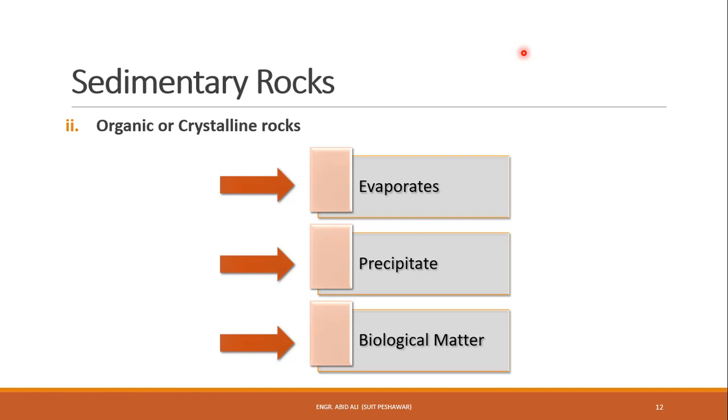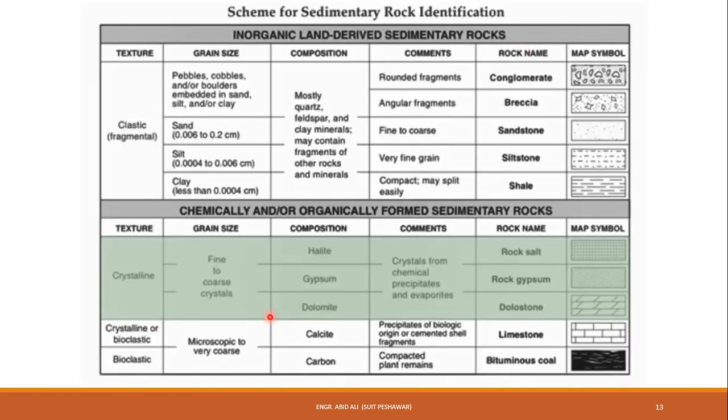First, the crystalline rocks seen here on the reference table. These are under a column that says chemically or organically formed sedimentary rocks. So these are not necessarily from compacted sediments. In fact, the crystalline ones form in an entirely different way. The crystalline sedimentary rocks are known as evaporite or precipitate. What that means is they form as a result of some sort of chemical process.